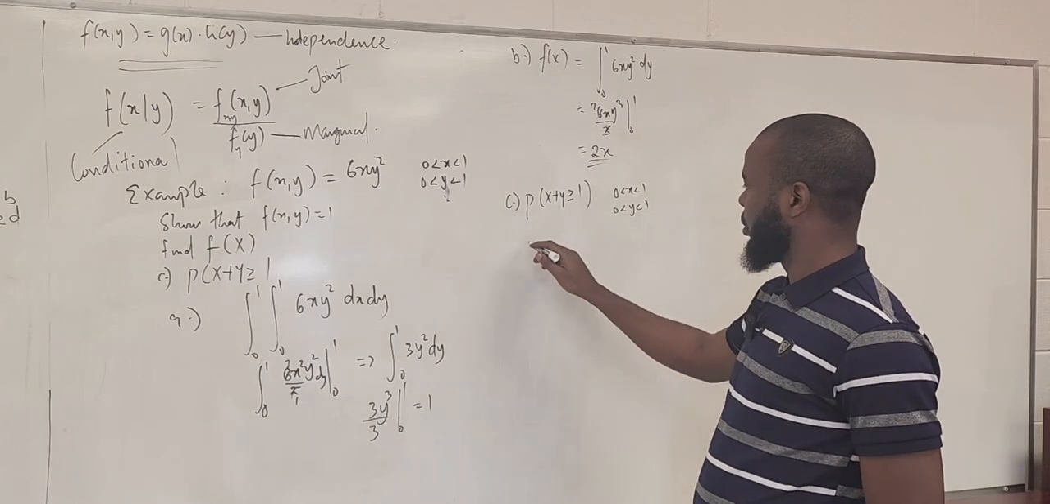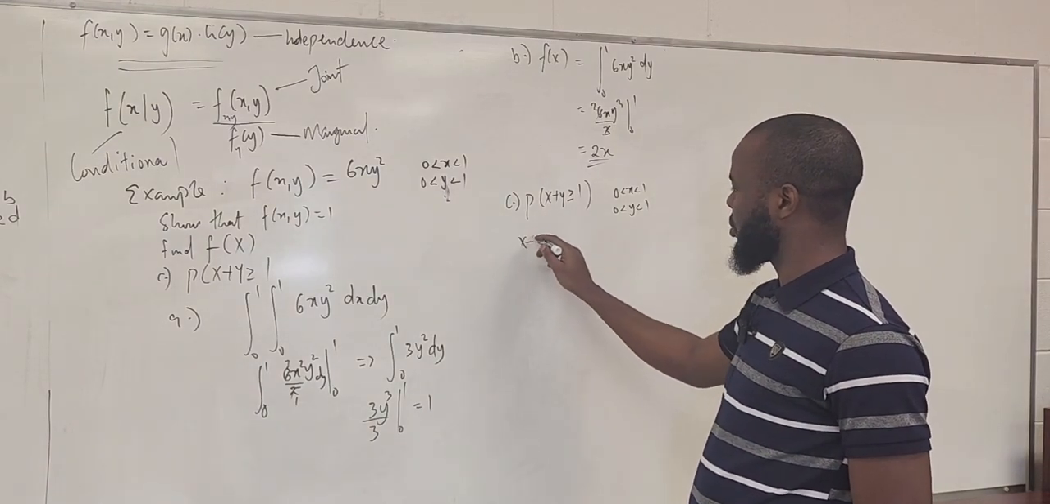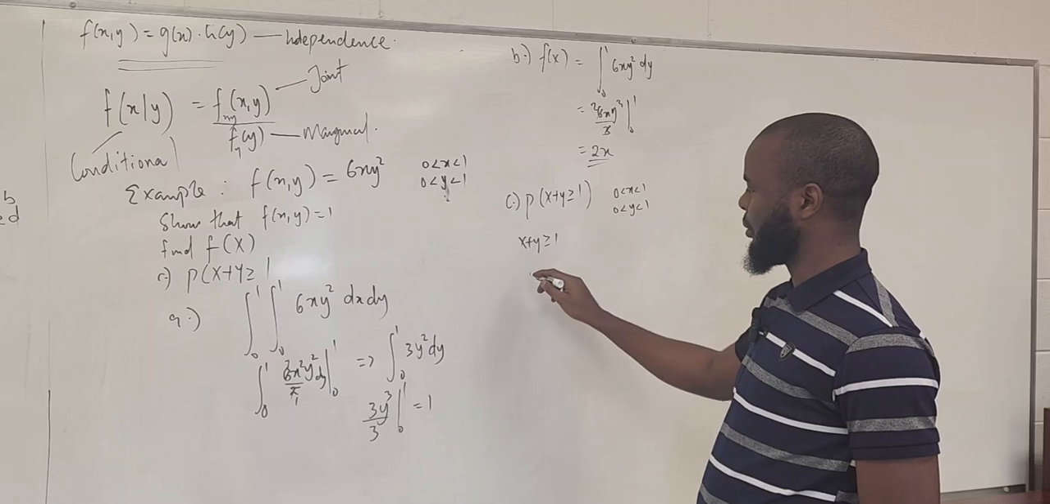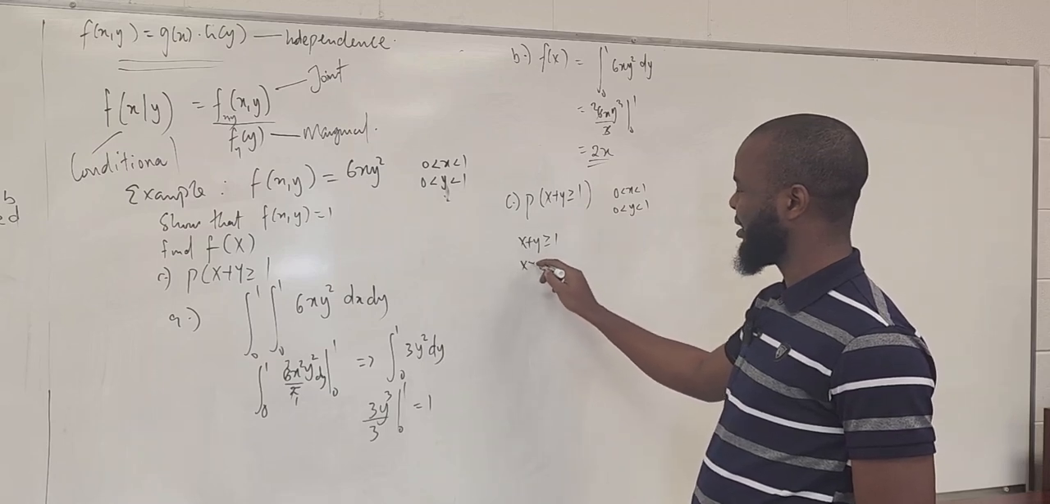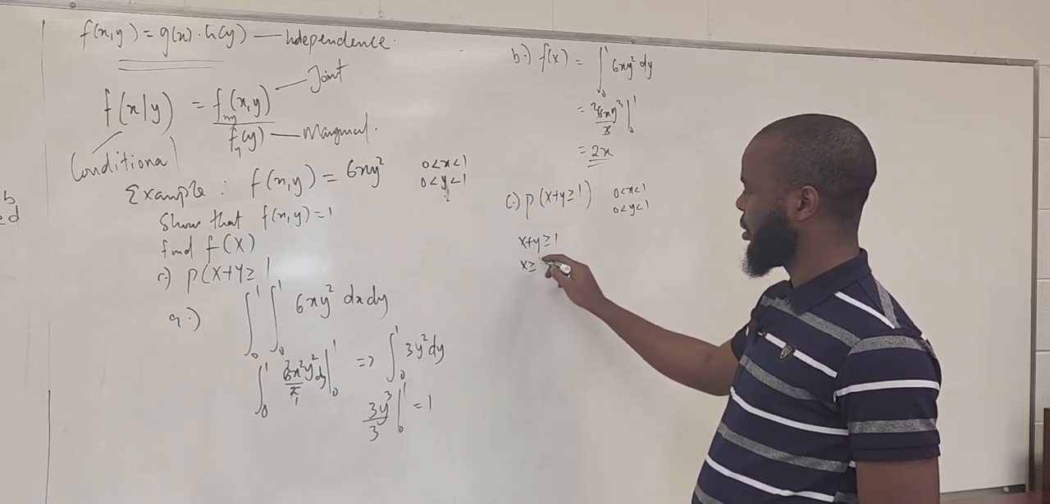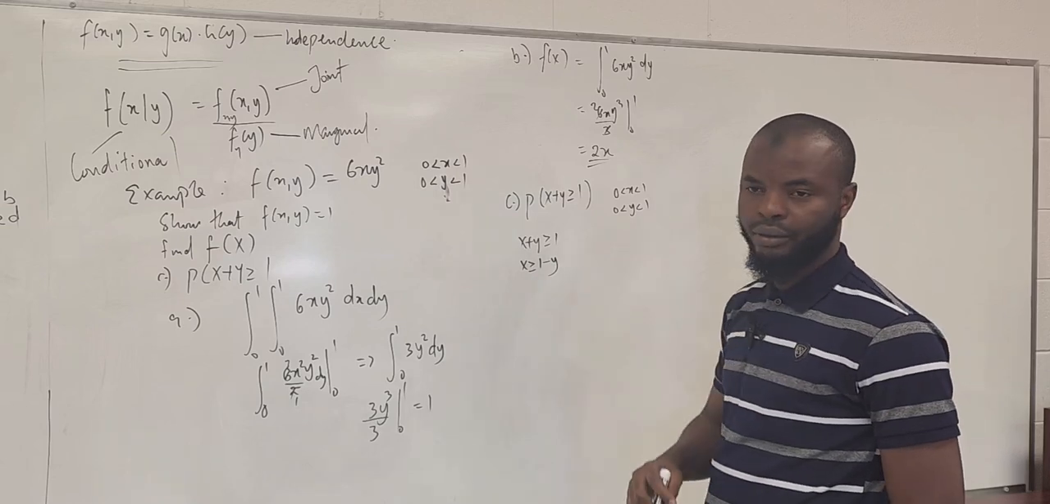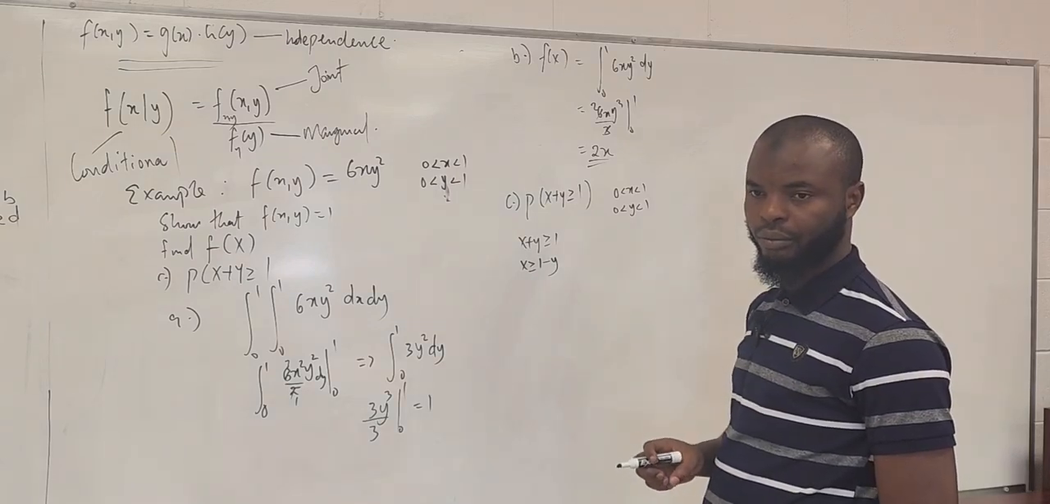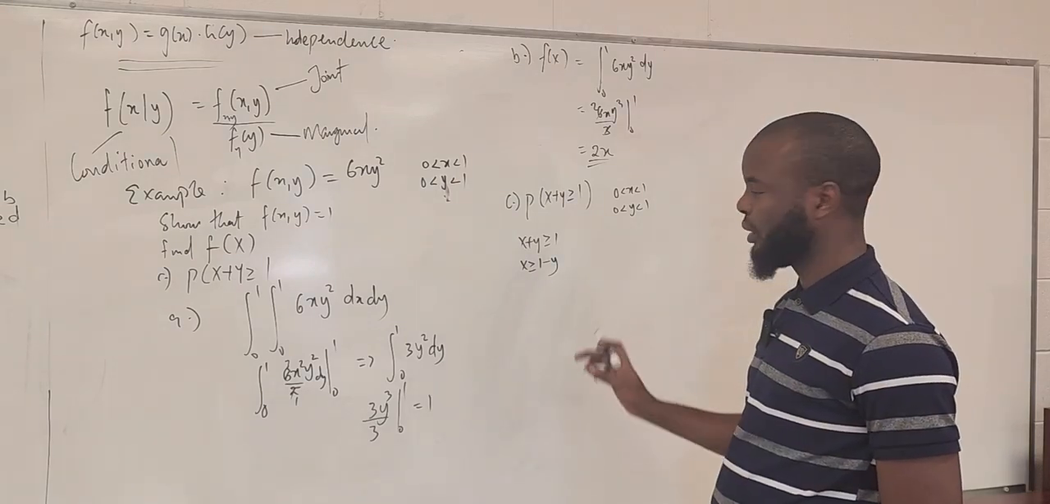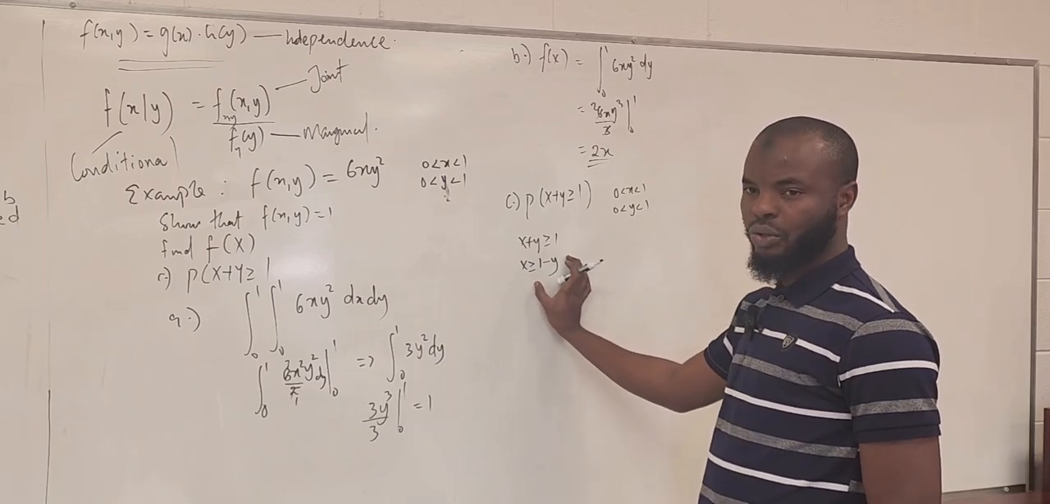Now, your x plus y is greater or equal to 1. That shows your x is greater or equal to what? 1 minus y. It's x plus y is greater than x. That means your x is greater or equal to 1 minus y.